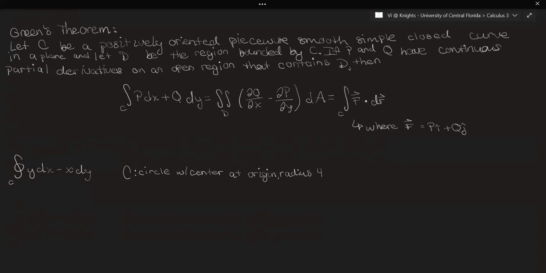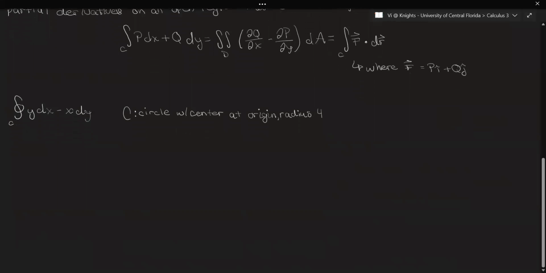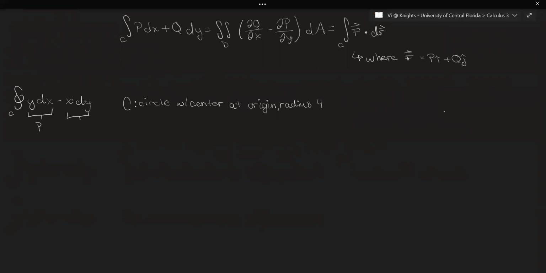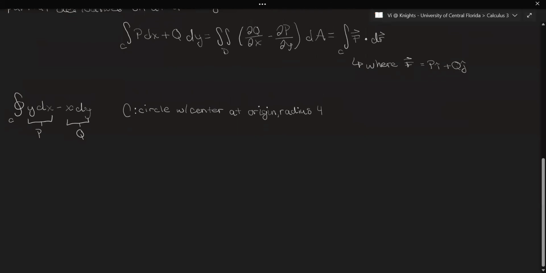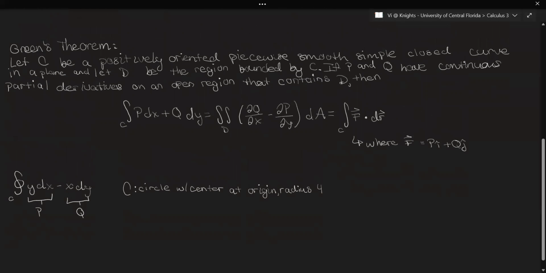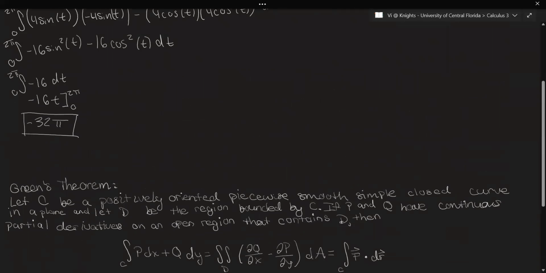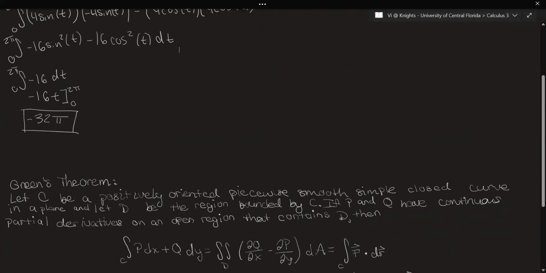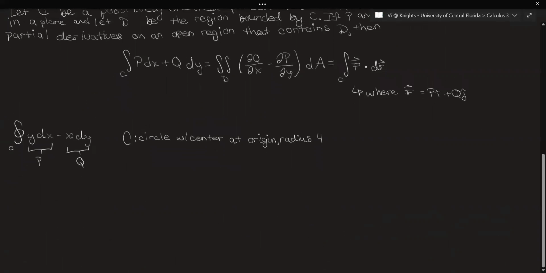So let's go ahead and apply Green's theorem again with the problem. I've written the problem again down here. So we know that this is our P and this is our Q. And the reason why we can apply Green's theorem in this scenario is because our C is a smooth closed curve because it is a circle. And we know that P and Q are both continuous because we took their partials up here, and both these functions, -4 sine t and 4 cosine t, are continuous. Okay, so let's go ahead and apply it.